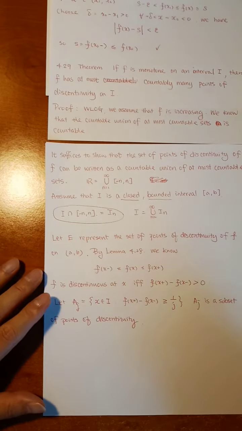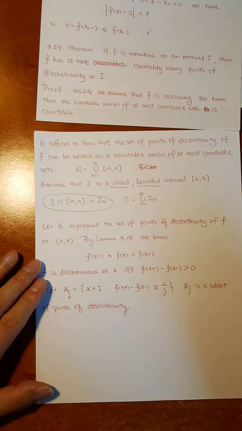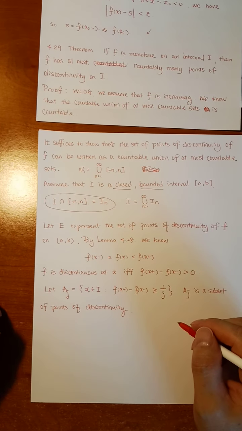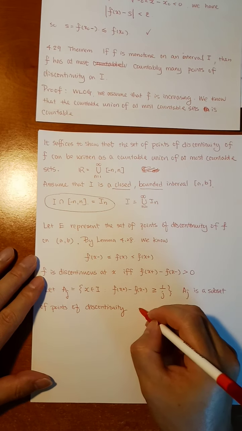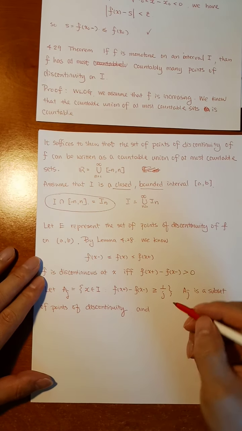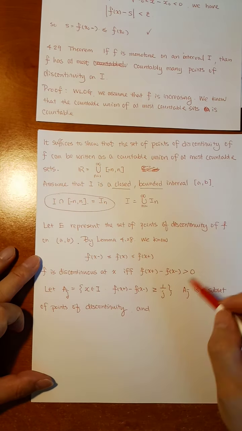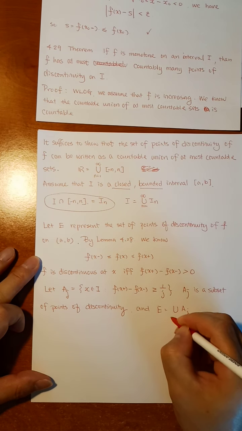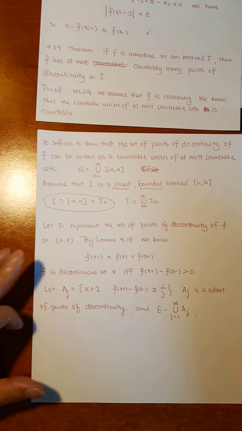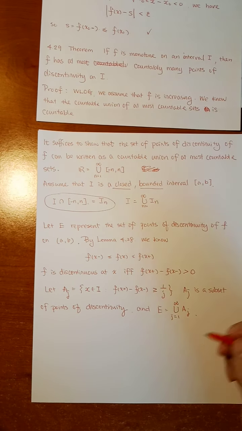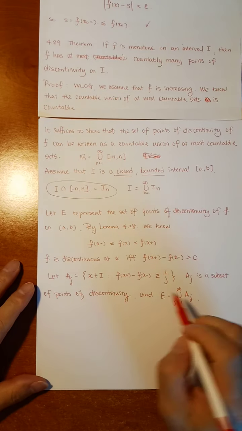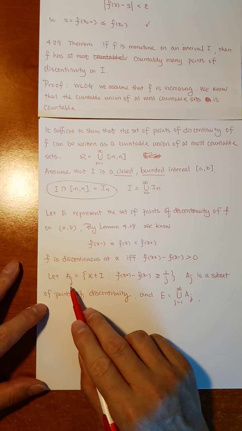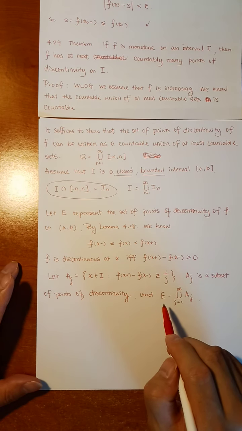Because every point inside A_j will be a point of discontinuity, we say E represents all of them. So E is equal to the union of A_j, j from 1 to infinity. If we can show A_j is at most countable, then E is at most countable.